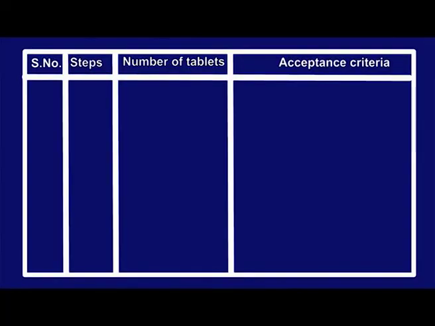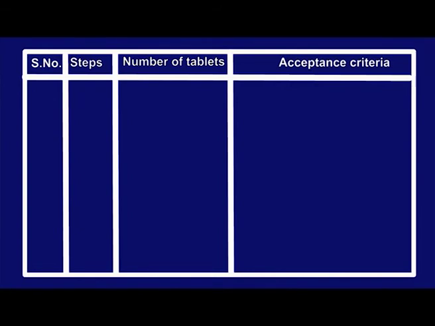Now we will talk about interpretation of dissolution rate. The given table interprets the conditions of acceptance. Initially 6 tablets are taken, and if they do not fulfill the criteria, another 6 tablets are taken in step 2, and again if they do not meet the criteria, another 12 tablets are taken. We will interpret our dissolution results in 3 steps: first S1, second S2, and third S3.